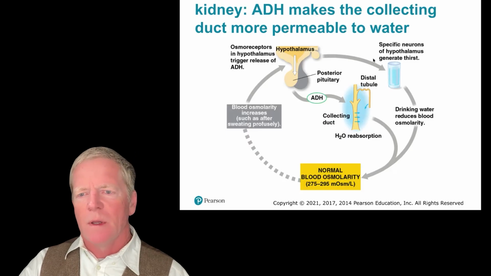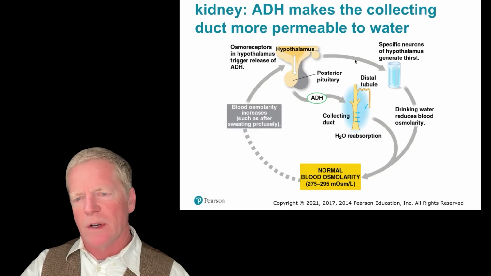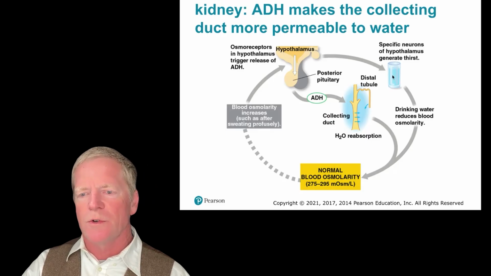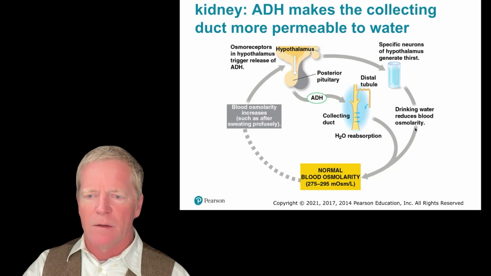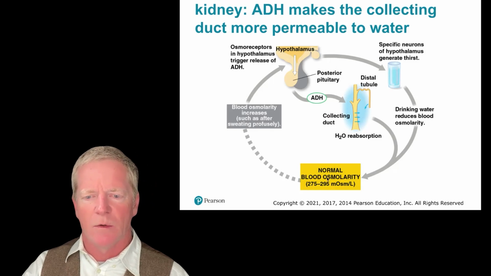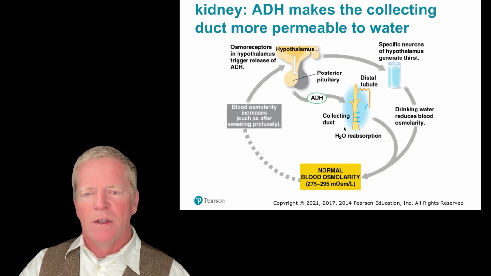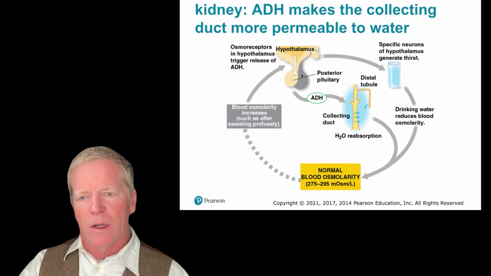At the same time, specific neurons in the hypothalamus generate thirst, so you will also drink water, and drinking water helps to maintain normal blood osmolarity. So the hypothalamus has two functions here. One is to tell you to drink more water, and the other is to reabsorb water from your urine. A really good rule of thumb is if you're thirsty, drink.